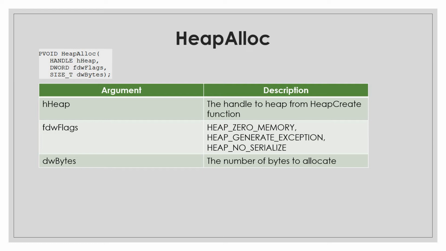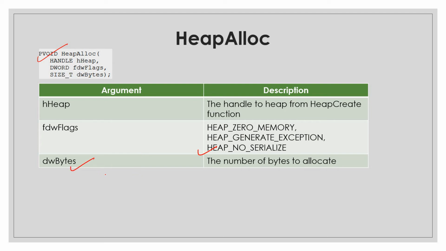Then we have HEAP_NO_SERIALIZE. This means that for this particular call only, not for the entire heap, your heap access will not be serialized. But again, this is a highly discouraged option to be used with the HeapAlloc function, because there may be other threads which are accessing that particular heap in a synchronized, or you can say serialized, manner.